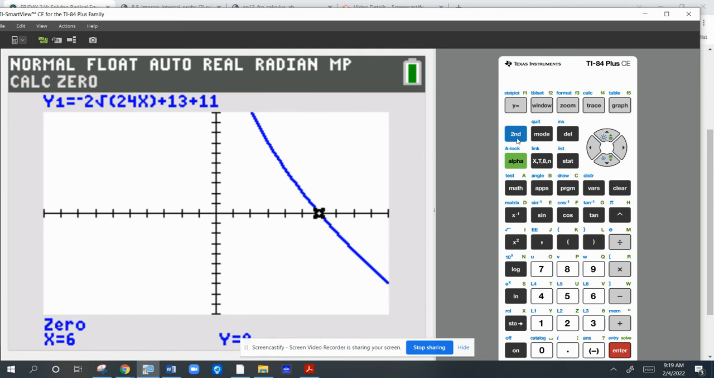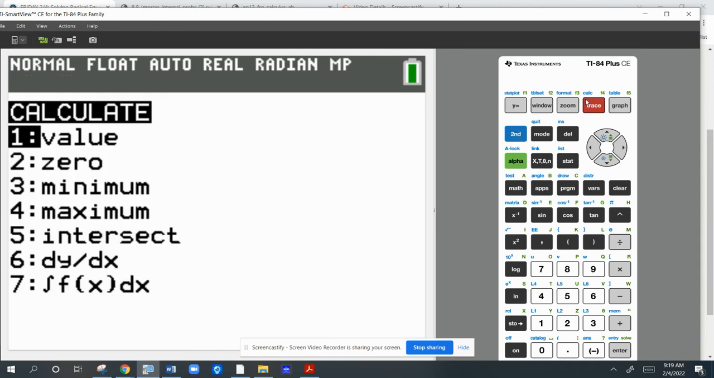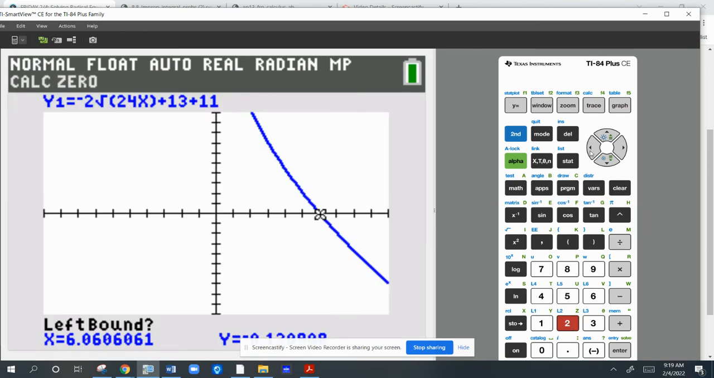Real quickly, to do that with the cursor, here's a different way you can do it. I don't like doing it this way when it's so obvious, but we'll do it anyhow. Left bound, you can just cursor to the left. Right bound, you can just cursor to the right of that 0. As soon as you're to the right of it, you can stop and then enter for a guess, and you get 6. So hopefully that was helpful to you.